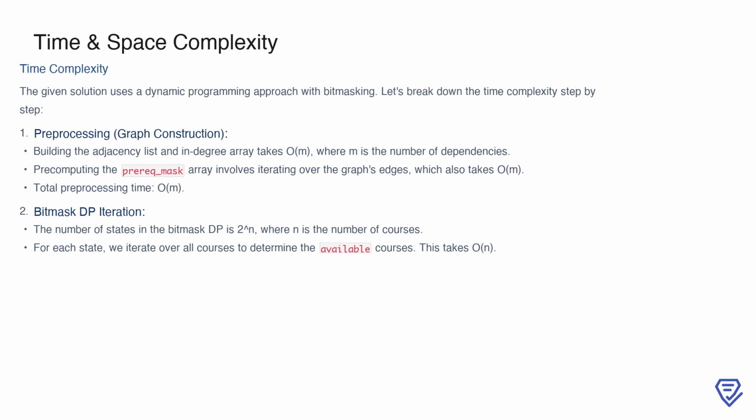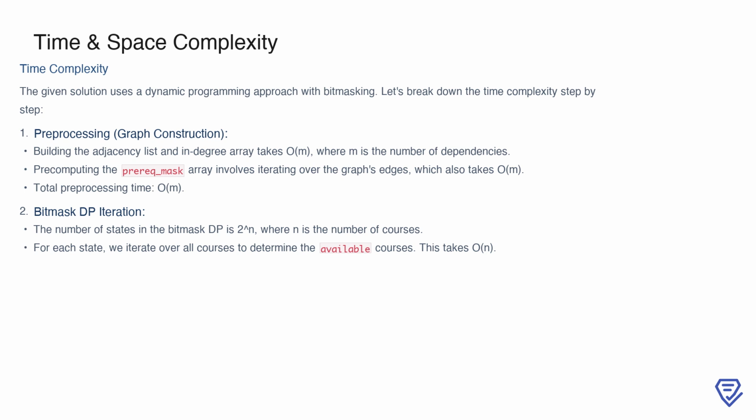Additionally, we pre-compute a prereq_mask array, which helps us efficiently determine which prerequisites are needed for any given course. This pre-processing step also takes O(m). Next, we move to the bitmask dynamic programming iteration.